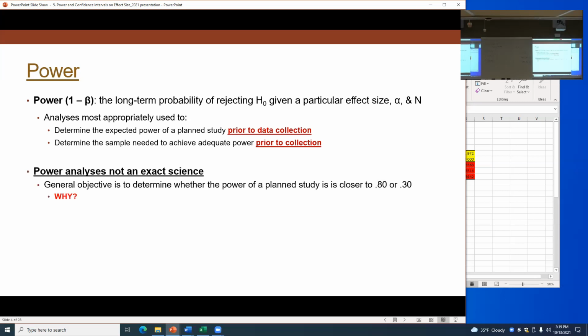Okay. Now, the problem is this is not an exact science. As I said, it's more horseshoes than anything else, or hand grenades, if you prefer. In general, we're trying to get a better sense. Are we closer to 0.8 or 0.3, right? Like, am I likely to reject the null on 80% of these replications or 30% of the replications? Okay. Why might this be?